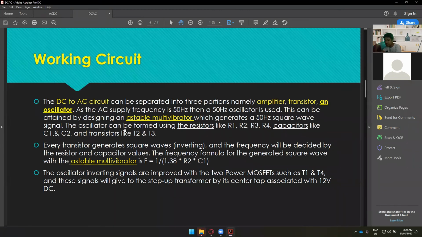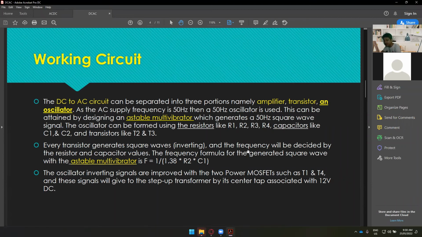So yes, this one is correct, it's T2 and T3. Every transistor generates square waves, inverting, and the frequency will be decided by the resistor and capacitor values. The frequency formula for the square wave generated by the astable multivibrator is F equals 1 divided by 1.38 times R2 times C1. So it's just the formula for the frequency.